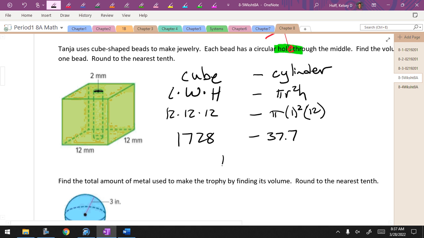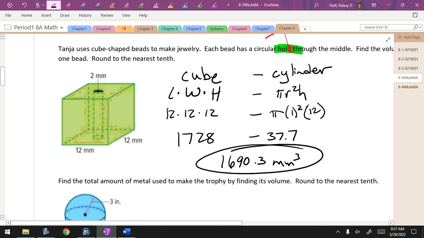What you got? Like that? What would my label be? Millimeters cubed. Good work, you guys. I'm super impressed right now. Right, because it's like drilled out. It's missing. Like if I had that in real life, it'd be missing. That's why you subtract it.